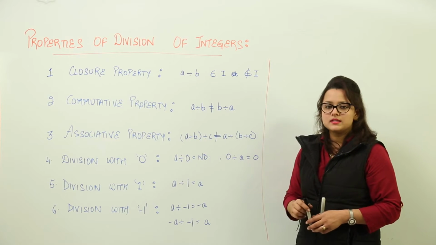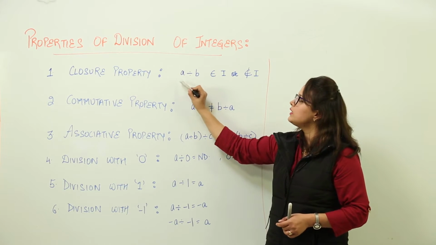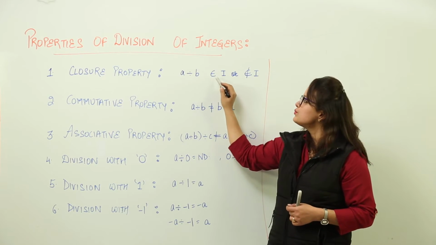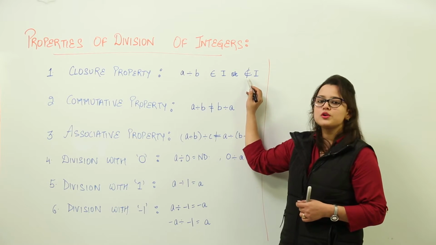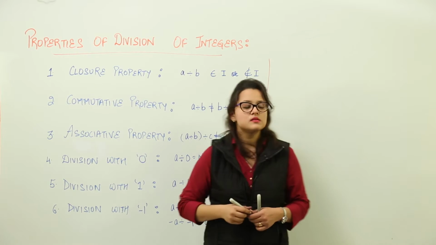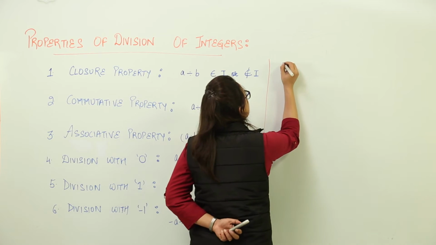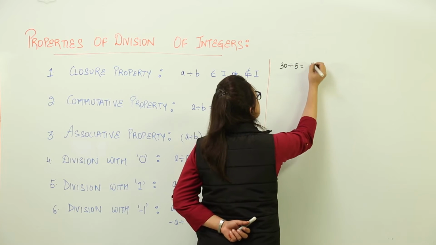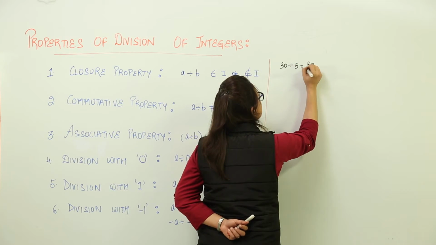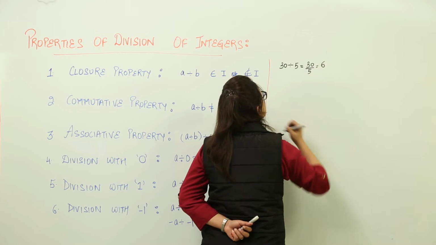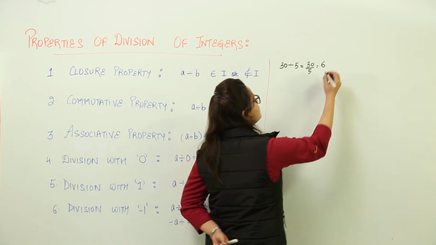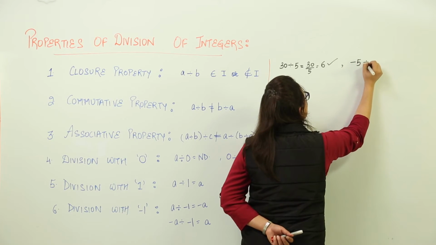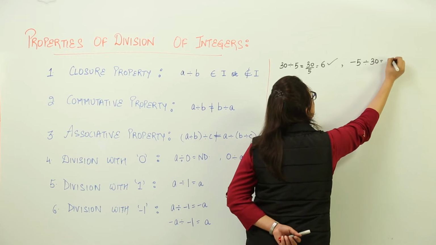The closure property tells us that when you are dividing two integers, the answer, the quotient you can say, may belong to integers or may not belong to integers. Let us take some examples for this. Let's say you are dividing 30 with 5. What do you get? When you are dividing 30 with 5, you get 6, which is an integer. Good. Next, if you divide -5 with 30, what do you get?